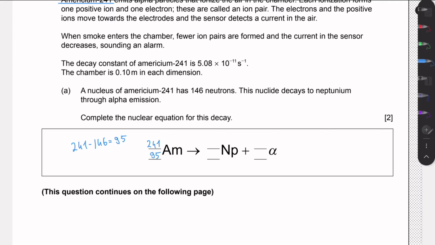And well, we know that an alpha particle has two protons and two neutrons. So a mass number of 4 and a proton number of 2. And we know that these have to be conserved. So the proton numbers and the mass numbers should add up to the same thing on both sides. So we need to have a 93 here, as 93 plus 2 is 95, and similar logic, 237 over here.